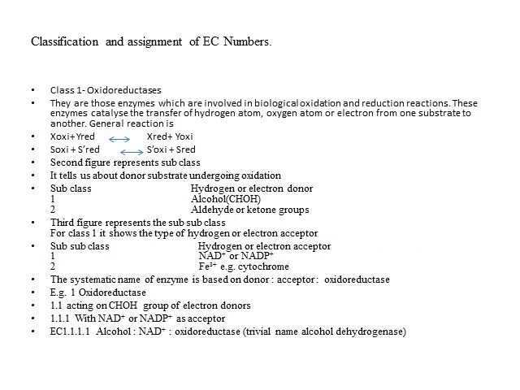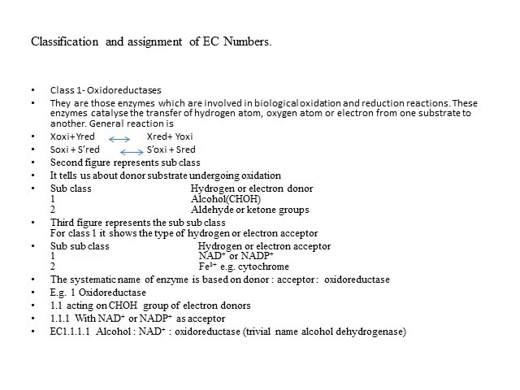Class 1, Oxidoreductases. They are enzymes which are involved in biological oxidation and reduction reactions. These enzymes catalyze the transfer of a hydrogen atom, oxygen atom or electron from one substrate to another. The general reaction is written as X oxidized plus Y reduced gives X reduced plus Y oxidized.